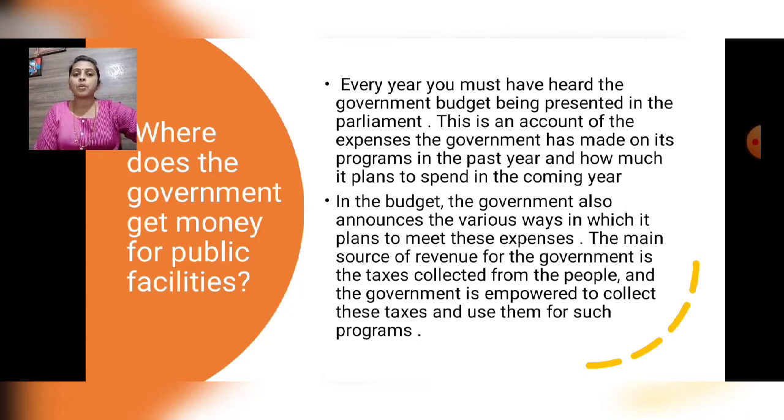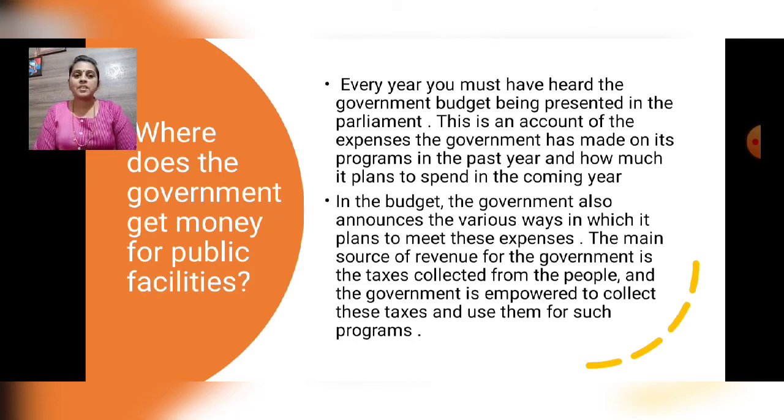This is an account of the expenses the government has made on its programs in the past year and how much it plans to spend in the coming year. You can say it's a type of plan. So this much is the amount of funds that were allocated last year and the upcoming plans, and these are the funds allocated for the coming year for various plans.